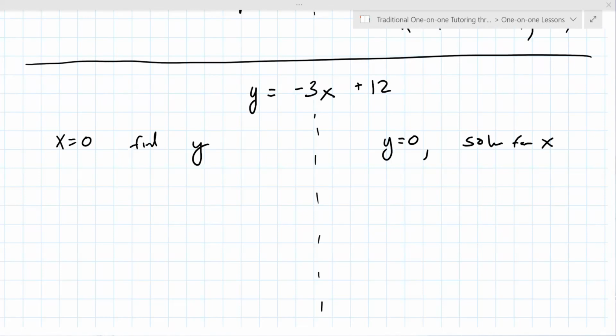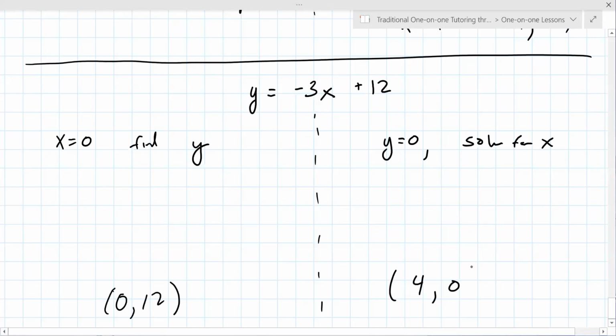Okay, I think I got it. All right, so the correct answer on the left here is that the ordered pair is (0, 12). Did you get that? Yes. Now on the right, the correct ordered pair is (4, 0). Did you get that? Got that. Great. Let's do one more.